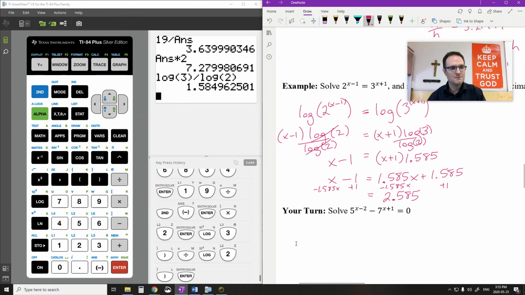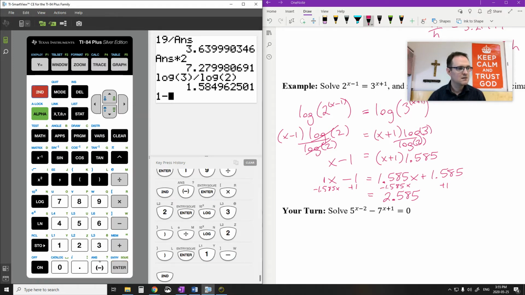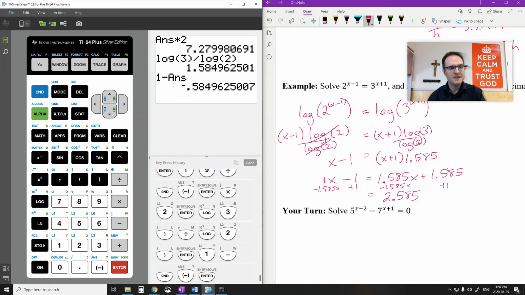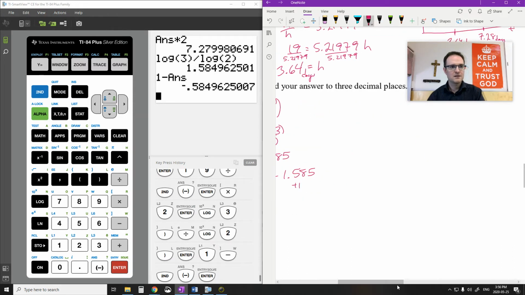Now, I know the number is not very nice, but what's the number in front of the x? Well, the number in front of the x is 1. So 1x minus this number. So it's going to be 1 minus this number. That's how many x's we have here: negative 0.585 x's. So I'm just going to rewrite that over here. Negative 0.585 x's is equal to 2.585. Then we're going to divide both sides by negative 0.585 to get the x by itself, with the negative there.